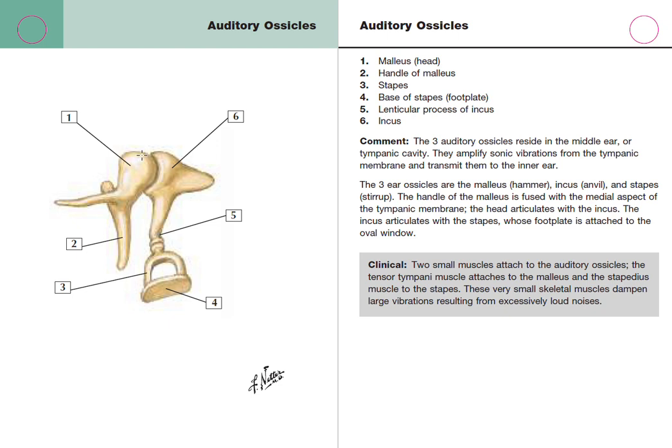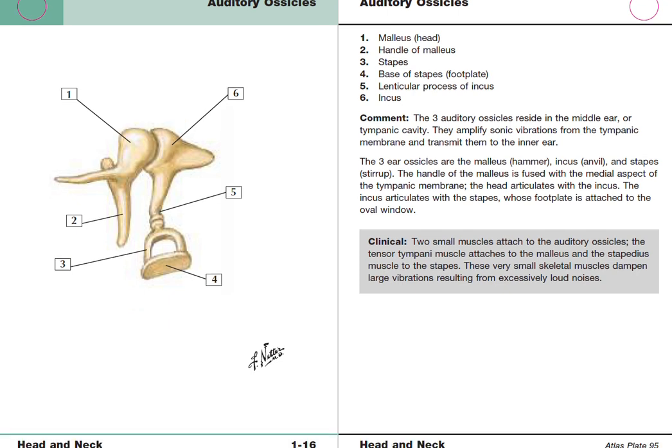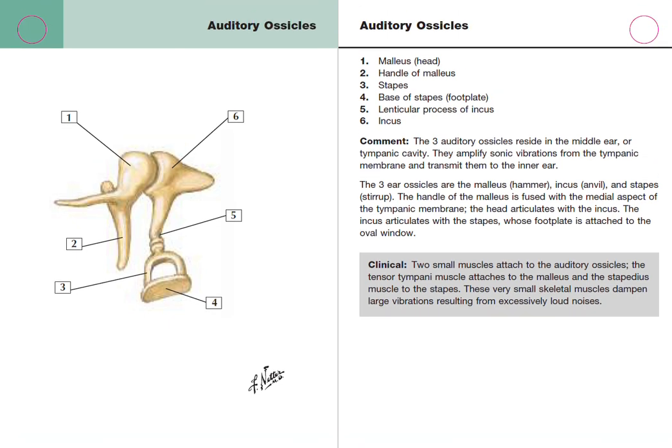Our mnemonic here is MIS. Number 1, the malleus is in contact with I, which is the incus, and the incus is in contact with S, which is the stapes. MIS. The 3 auditory ossicles reside in the middle ear or the tympanic cavity. They amplify sonic vibrations from the tympanic membrane and transmit them to the inner ear. The 3 ear ossicles are the malleus, also known as the hammer, the incus, also known as the anvil, and stapes, also known as the stirrup.